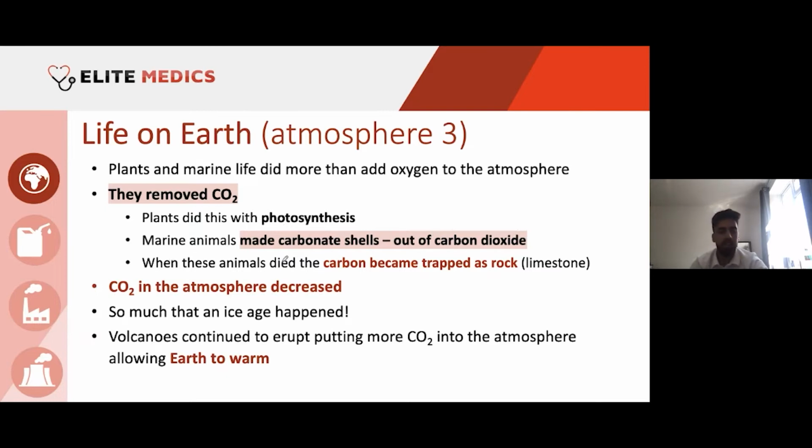When these animals died, the carbon became trapped as rock, hence the limestone. Because of all this, CO2 in the atmosphere decreased. It decreased so much that we had an ice age. Now, volcanoes continued to erupt and kept putting more CO2 into the atmosphere, allowing the Earth to warm. So this ice age that happened due to the reduction in CO2 was then reversed as volcanoes continued to erupt, and thus the Earth was able to warm up again.